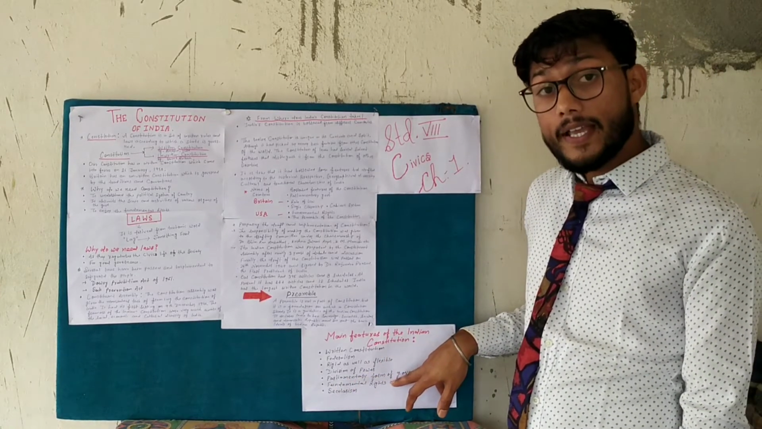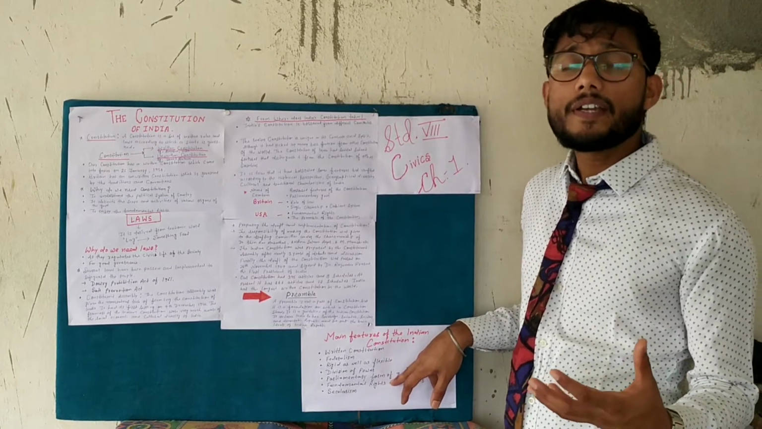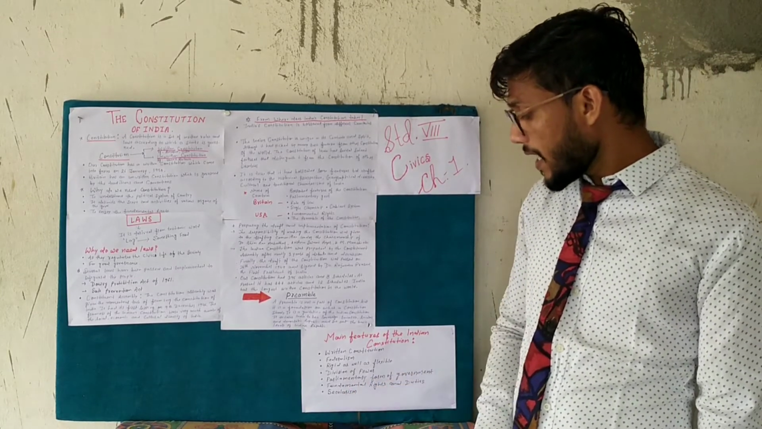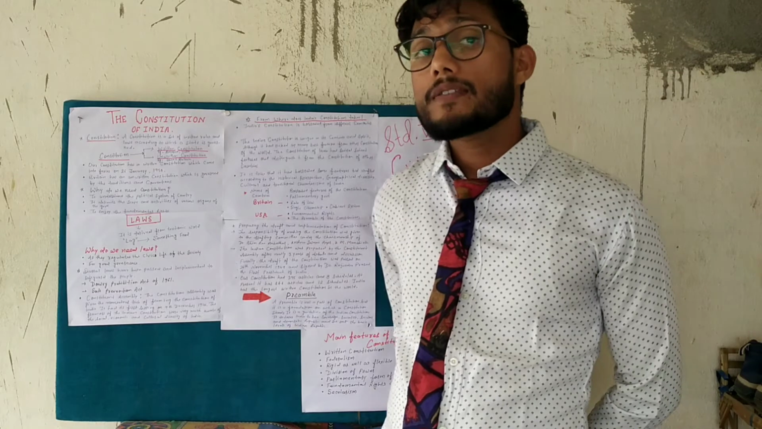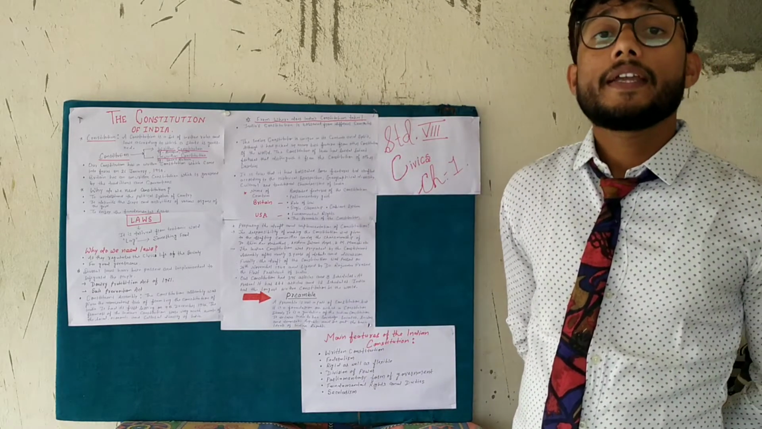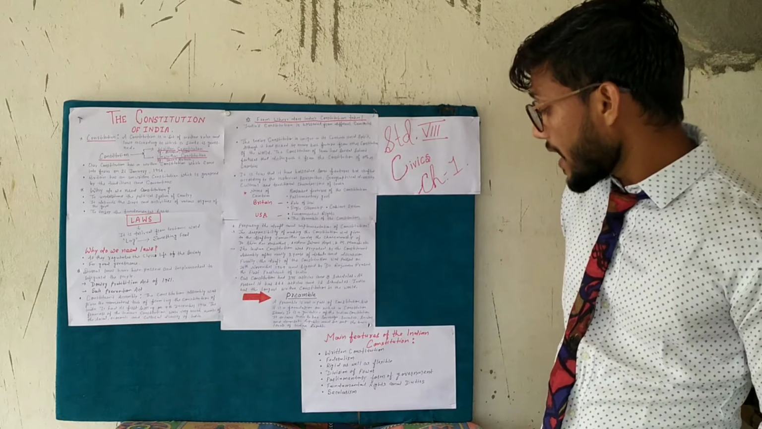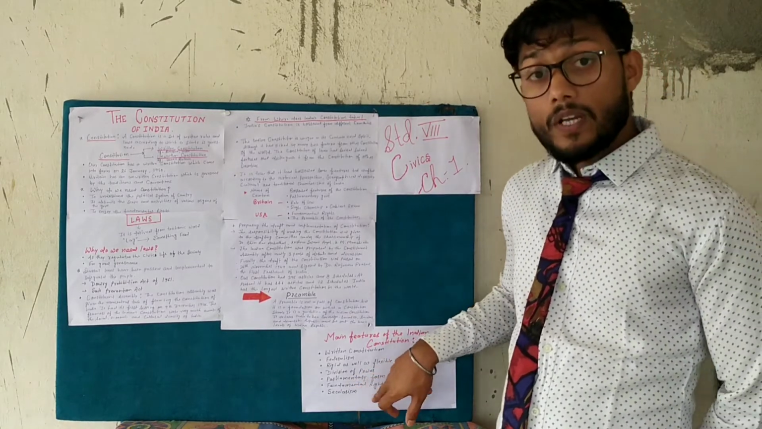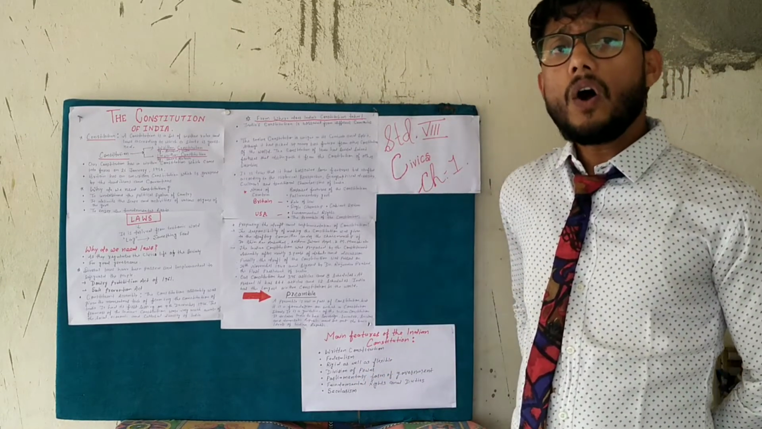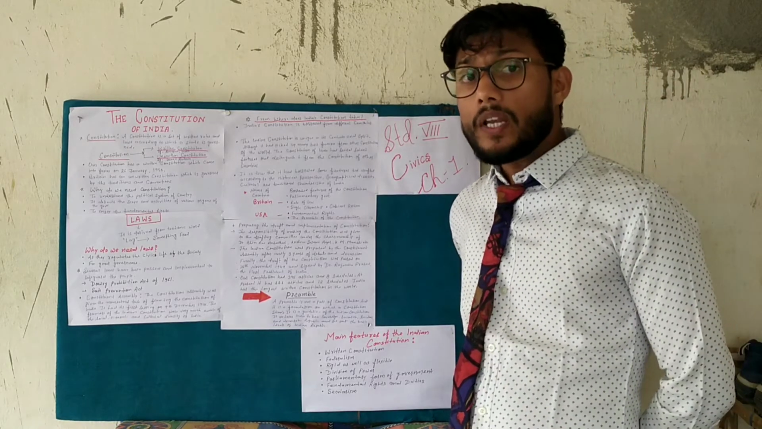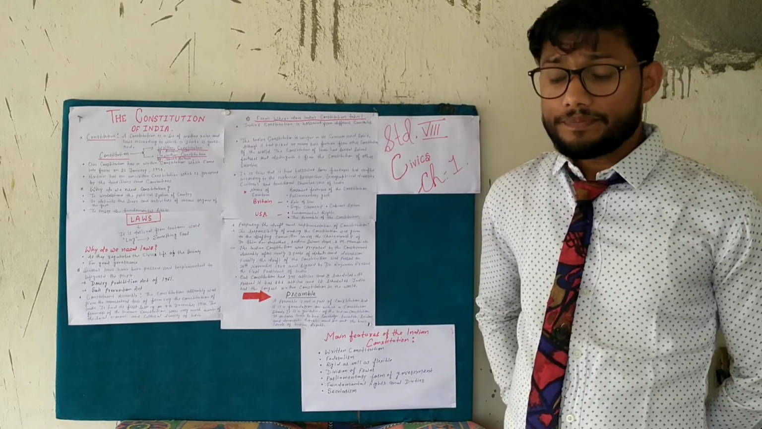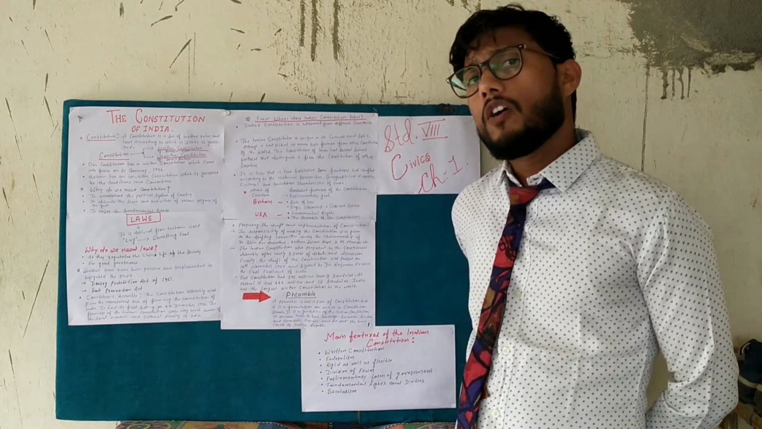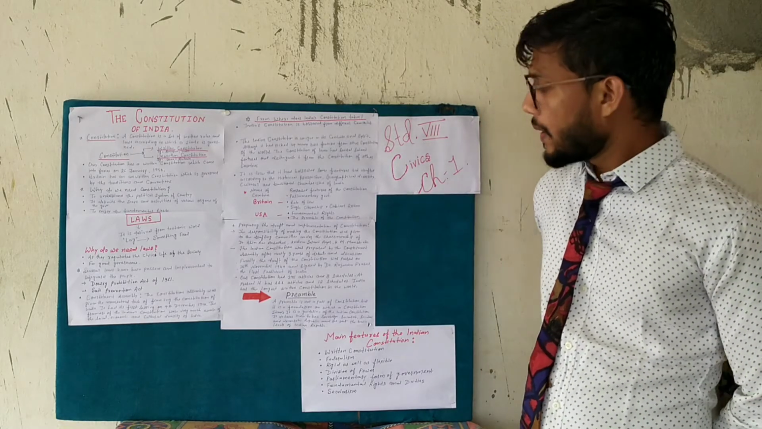Parliamentary form of government: yes, India has a parliamentary form of government, which is a unique feature of India's constitution. Next is fundamental rights and duties. The main feature in our constitution is that it has fundamental rights and duties. Next is secular. India is a secular country. That means all are equal, and there is no difference among the people of India.